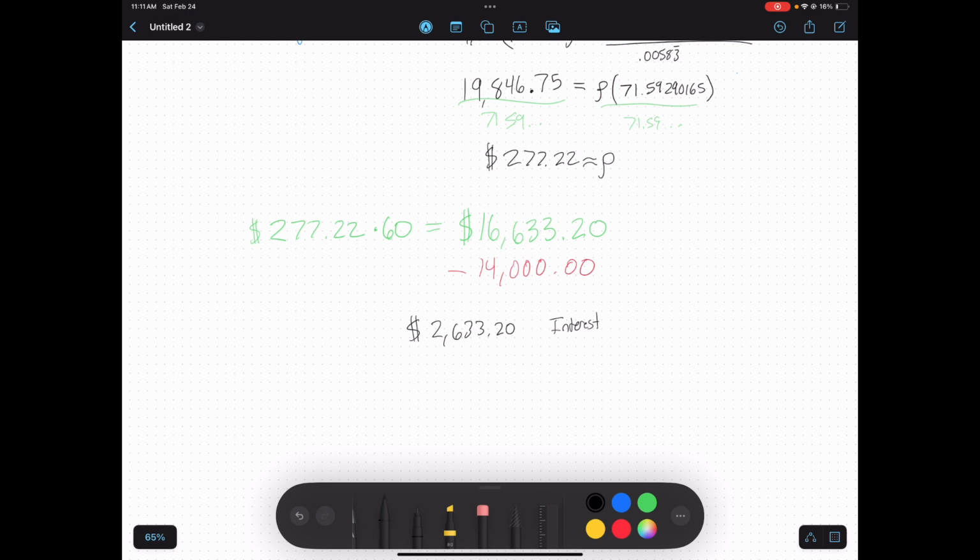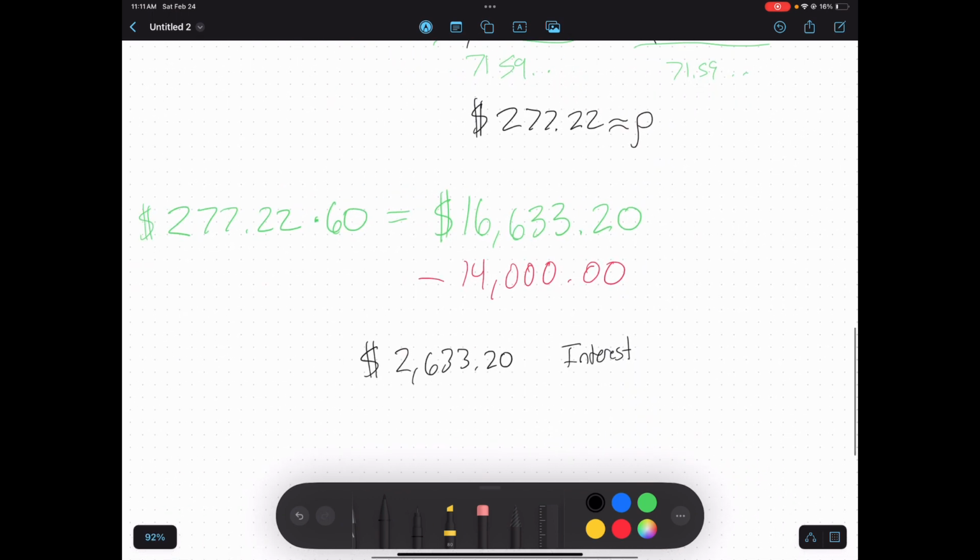$14,000 was for the car. The rest was because you took out a loan. You end up paying $2,633. That's how banks make money. Because so many of us don't have the capital to purchase things outright, we have to take out these loans, and they make money on the interest.